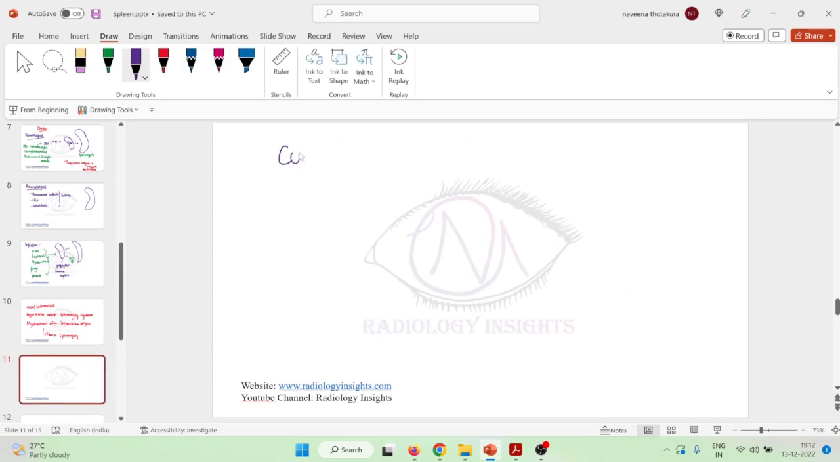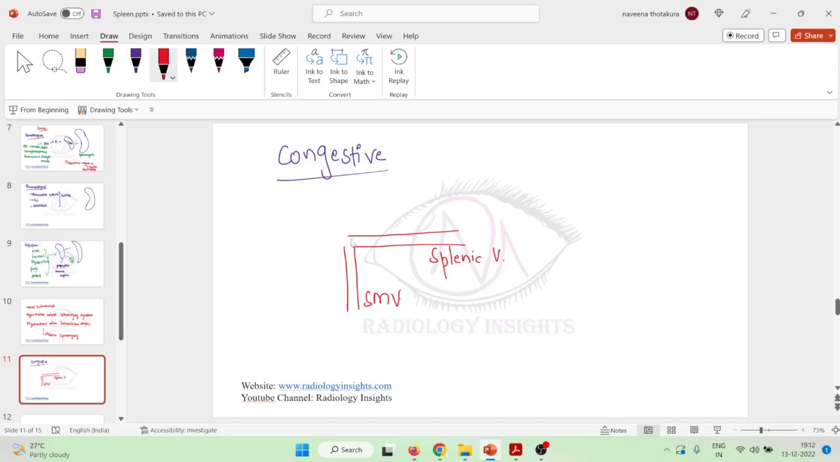Then we have congestive causes causing splenomegaly. If you remember, we have the superior mesenteric artery. Then we have the superior mesenteric vein and we have the splenic vein. Both these combine together to form the portal vein. Now this is the spleen.